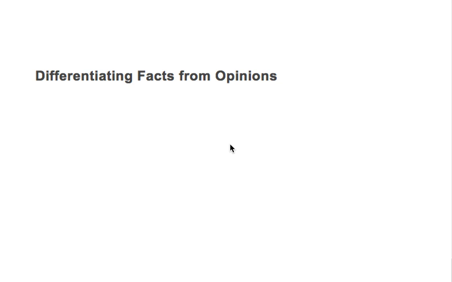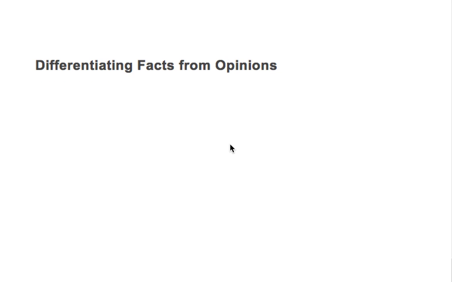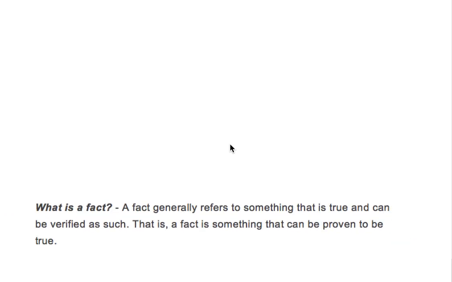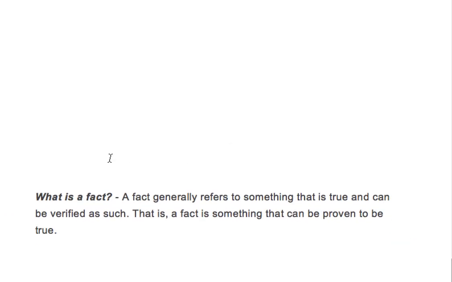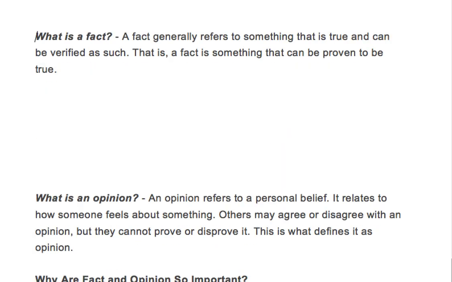So, first, let us take a look at the definition. What is a fact? A factual information or a fact generally refers to something that is true and can be verified. So that is the keyword. When it is a fact, it can be verified. It can be tested. You can test whether it is true or not true.